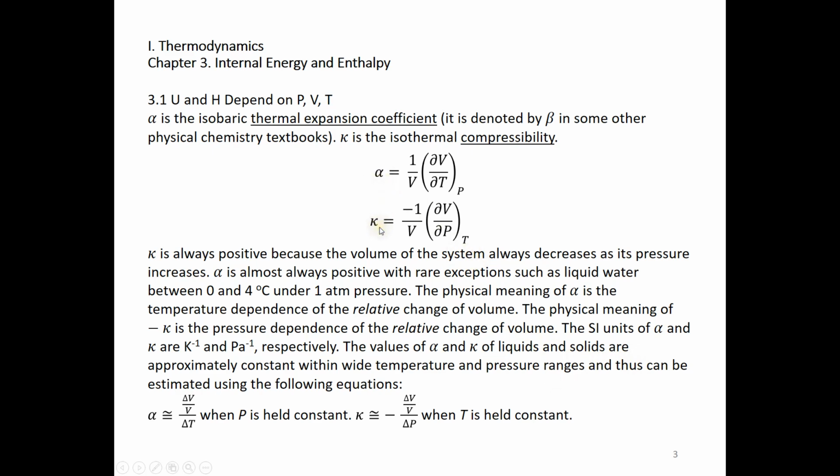And if alpha and kappa are constant, we can approximately say alpha is roughly delta V over V divided by delta T. Again, on top we have the relative change of the volume. On the bottom we have just the change of temperature. If we look at kappa, on top we have delta V over V. That's the relative change of the volume. On the bottom, that's the change of pressure. Just don't forget about this negative sign for kappa, and don't forget about the conditions. Alpha is determined when pressure is held constant. Kappa is determined when temperature is held constant.